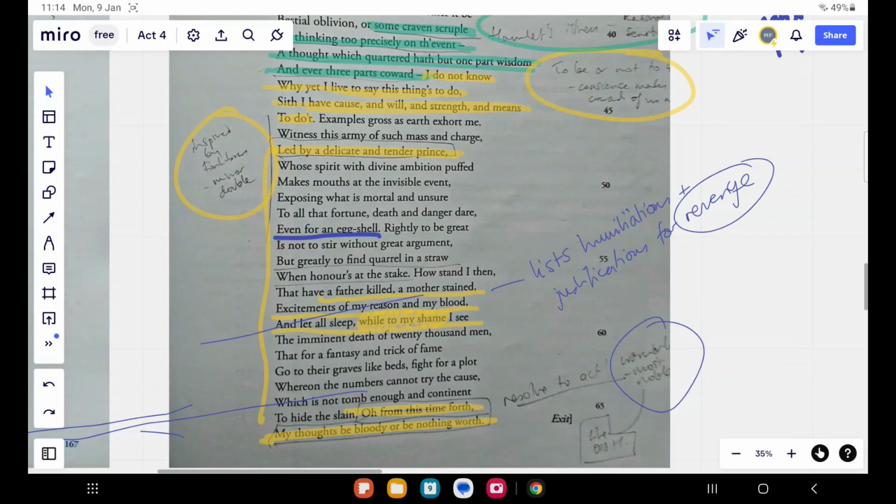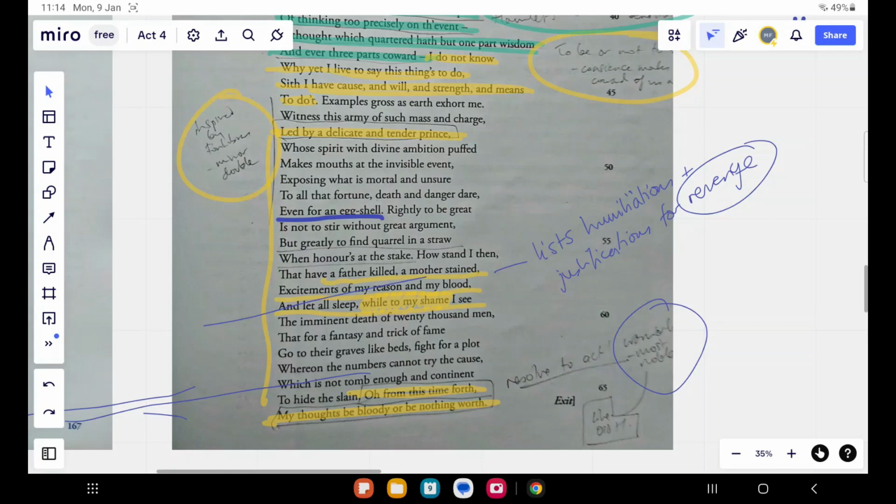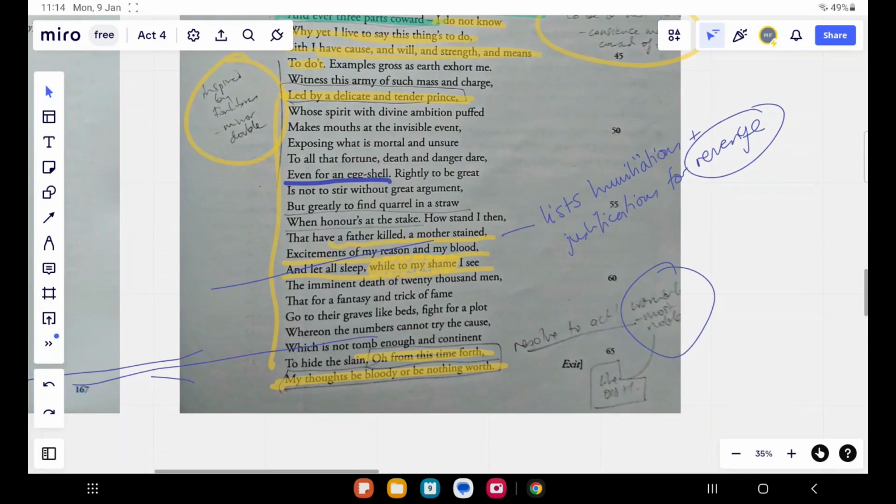And then he concludes by having kind of stirred himself into a fury of revenge. Oh, from this time forth my thoughts be bloody or be nothing worth. At least he's trying to do that. He's trying to gee himself up to act. So we have listing here earlier with the use of the conjunction 'and', and at the end an apostrophe, 'Oh, from this time forth', ending on a rhyming couplet, and a sense of seeking to be what he's supposed to be. A resolve to act.